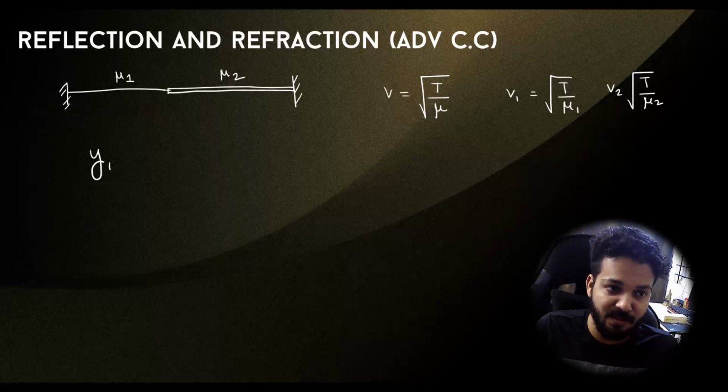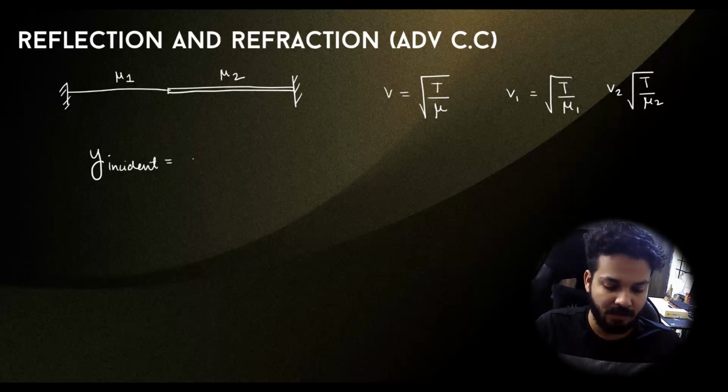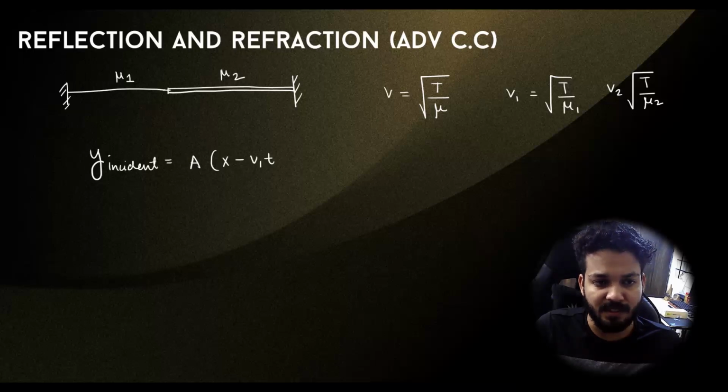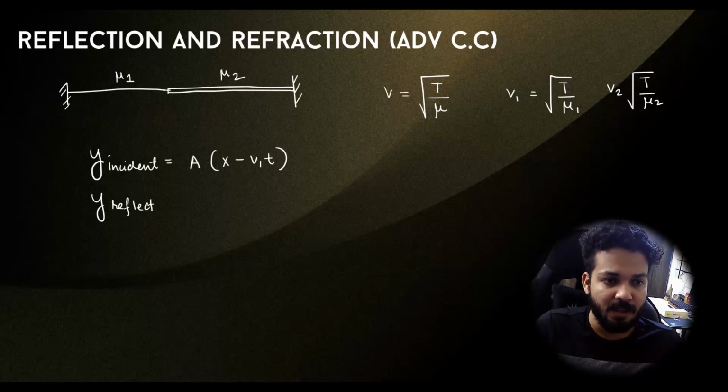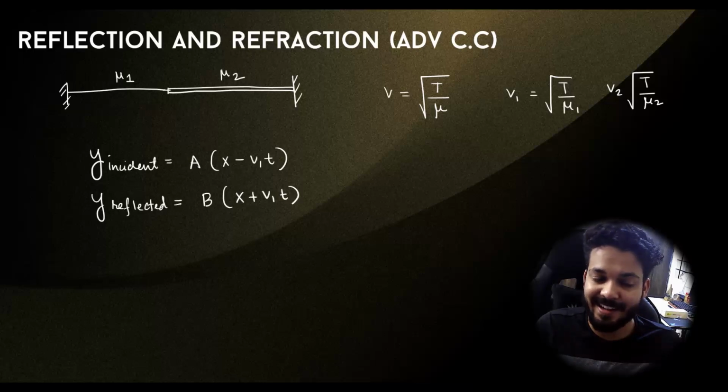So the incident wave, I'm going to write it like this: a into (x minus v1t). So let's say this is the incident wave that we got. The reflected wave would look something like b into (x plus v1t). You will notice here that only the direction has changed, so I have replaced minus with plus, but the velocity of the wave remains the same.